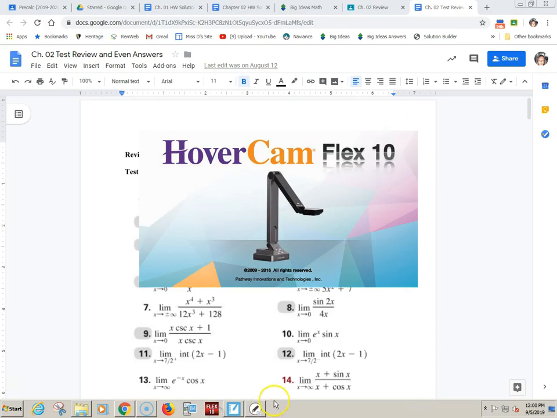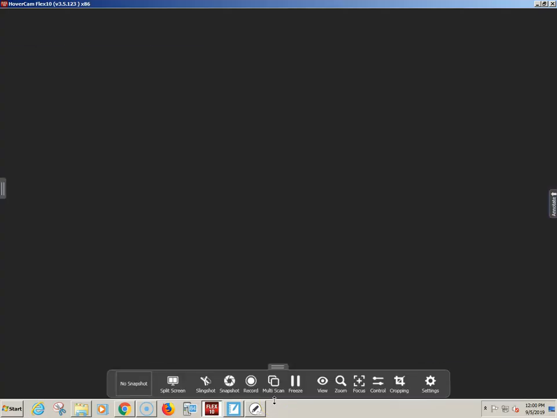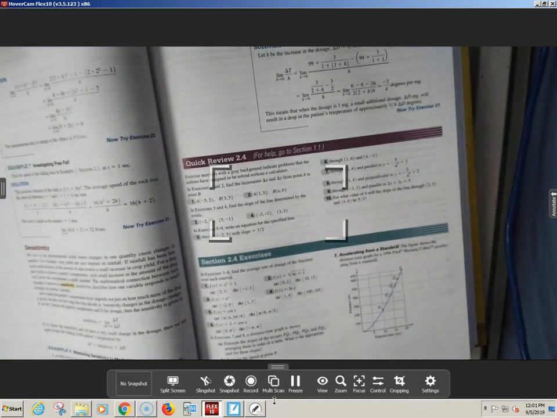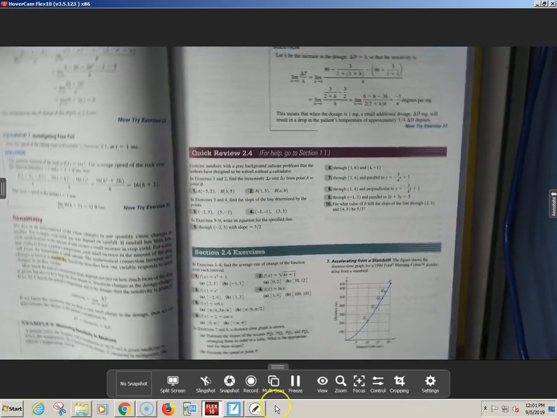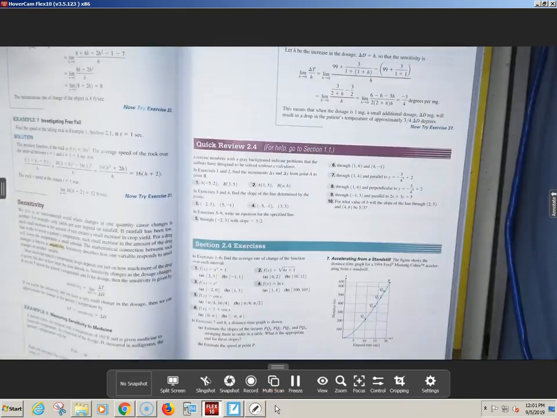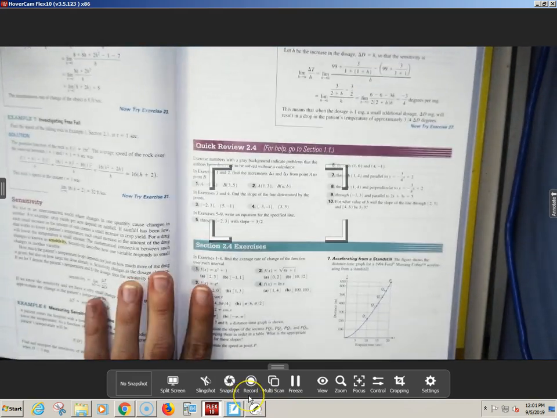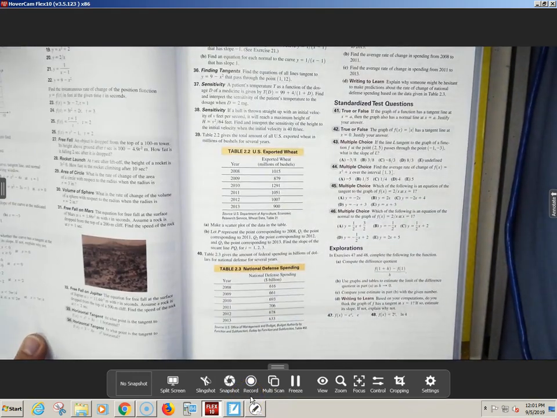I have my webcam open and ready to go. But you guys want to see from section 2.4. Janelle? 15. Anything else besides 15? Jacob? 37. Let's start with those two. If we have more, we'll go to them after that. So number 15, first of all.